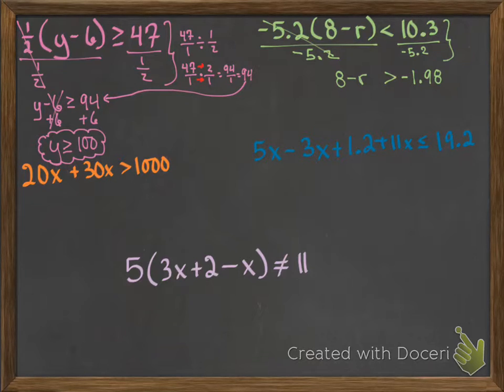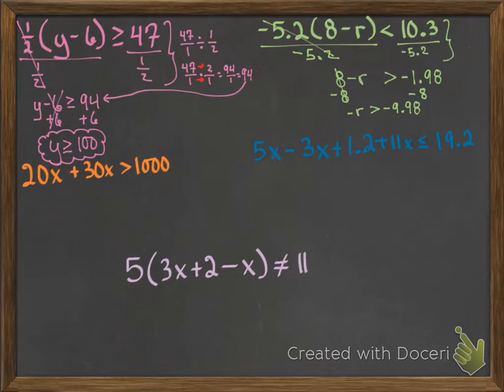So how do you get r by itself? Well, I have 8 things, so I need to get rid of those 8 things that are interacting with my r. So I'm going to subtract that 8 from both sides. Those cancel out on the left, and you're left with negative r is less than negative 9.98, and that's because negative 1.98 minus 8 is negative 9.98.